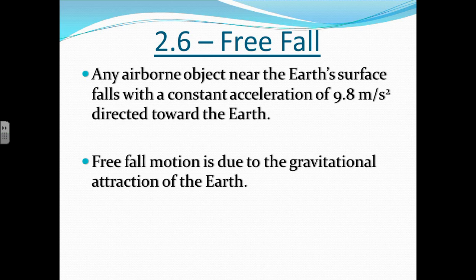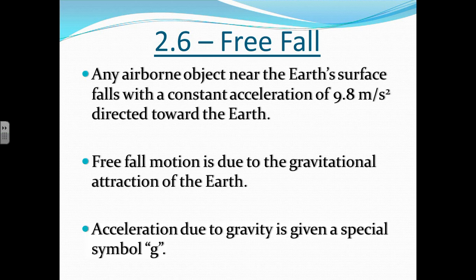So this free fall motion is due to the gravitational attraction of Earth, and we'll talk about that in a further unit. This acceleration due to gravity is given a special symbol, and that symbol is the lowercase g.